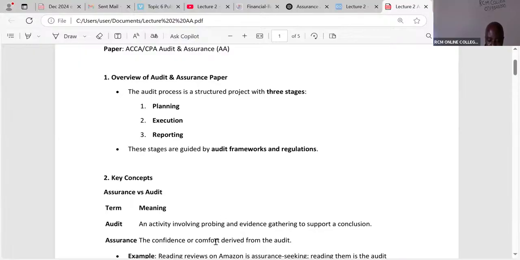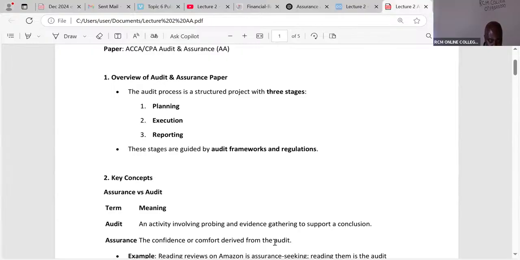How about assurance? Assurance is the confidence or comfort derived from the audit. As I'm doing this audit, ladies and gentlemen, as I'm gathering this evidence, there will be that comfort derived from this particular audit. The outcome is what we call assurance.